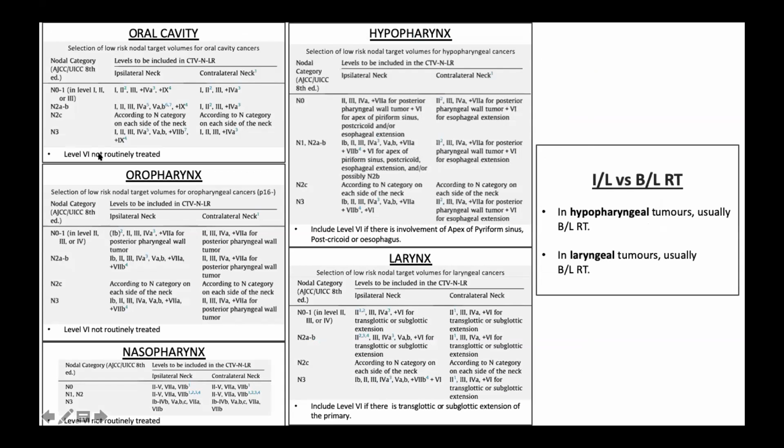For oral cavity, level 6 is not routinely treated, and likewise for oropharynx and nasopharynx. In hypopharynx, you will treat level 6 if there is involvement of the pyriform sinus apex or the postcricoid or the cervical esophagus. And in larynx, you treat level 6 if there is transglottic or subglottic extension of the primary. Whenever you're treating it for hypopharyngeal and laryngeal patients, you always treat bilaterally.